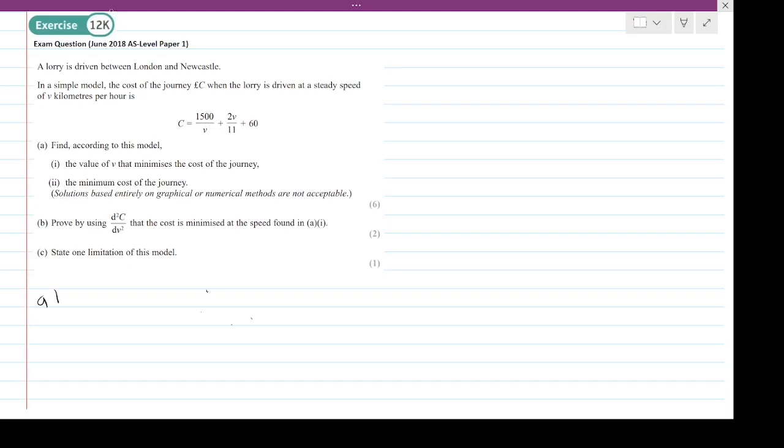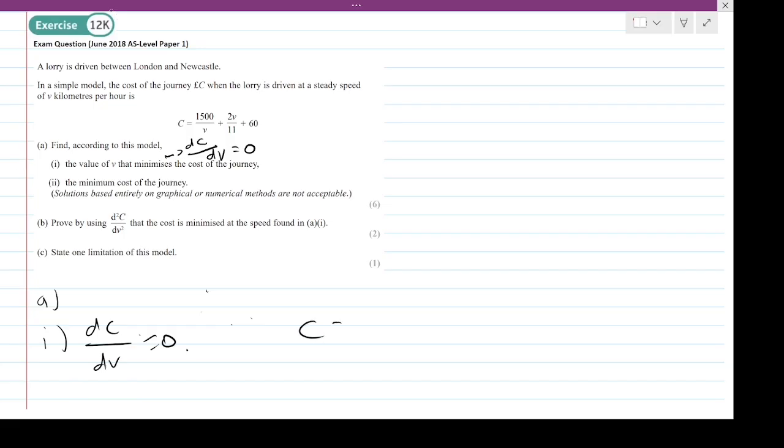I am asked to find, according to the model, the value of v that minimises the cost of the journey. Minimises should be an alarm bell that you should be differentiating and setting to 0 to get a minimum point. So that's going to be dc with respect to dv, and that would have to equal 0. But in order to do that, I need to know what dc/dv is.